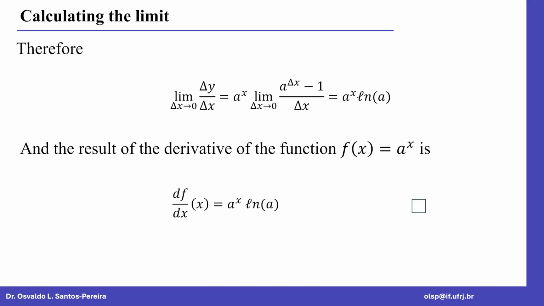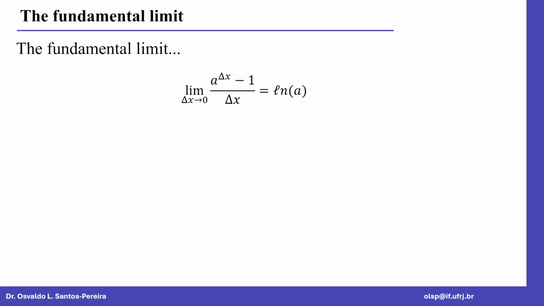Therefore, as we have established, the limit as delta x tends to 0 of delta y over delta x is equal to a to the power of x multiplied by the limit as delta x tends to 0 of a to the power of delta x minus 1 over delta x. By substituting the fundamental limit we previously identified, we arrive at the final expression, a to the power of x multiplied by the natural log of a. This concludes our derivation.